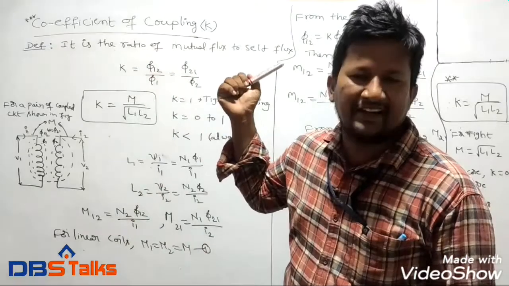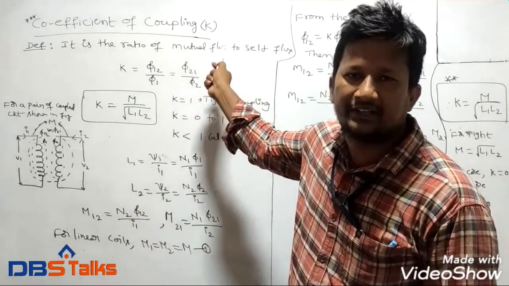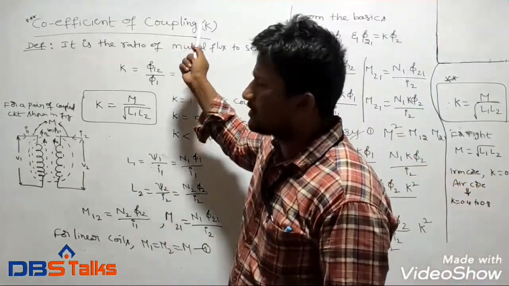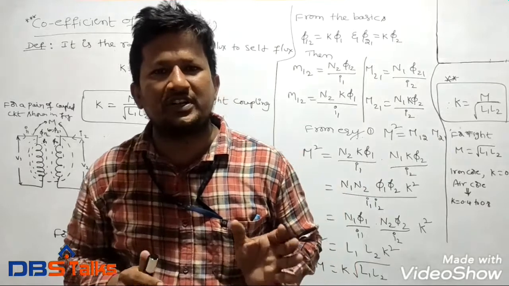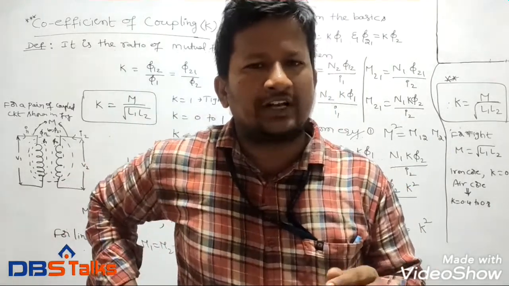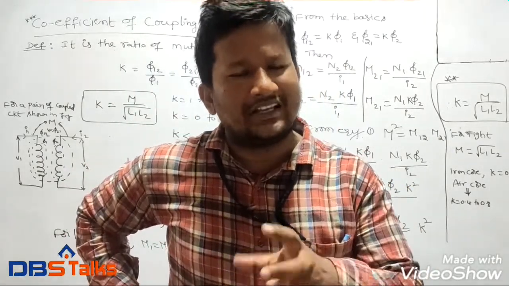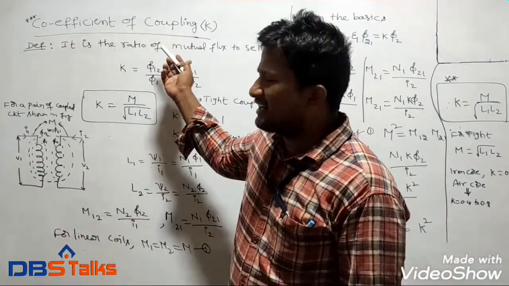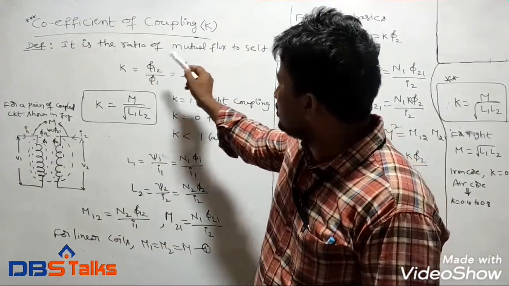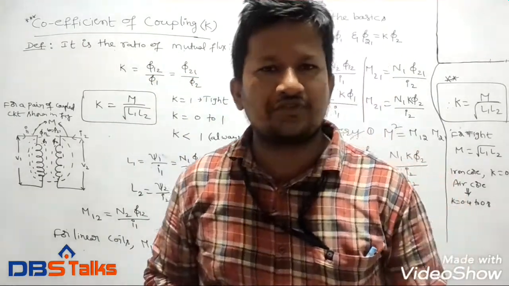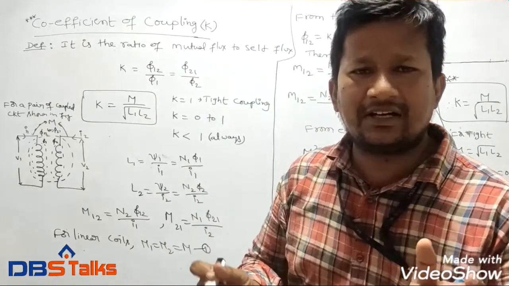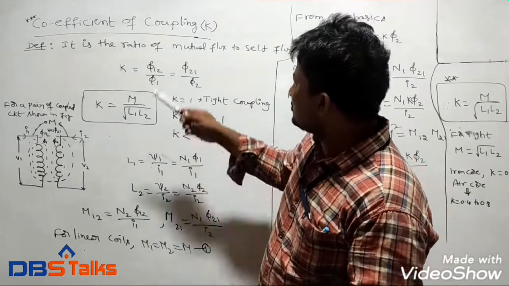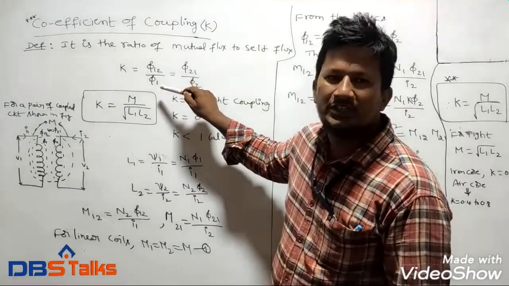In magnetically coupled circuits, that is the coefficient of coupling. This derivation is very important for 5 marks or 10 marks. What is meant by coefficient of coupling is nothing but the fraction of flux linking with both coils, that is, the ratio of mutual flux to self flux.